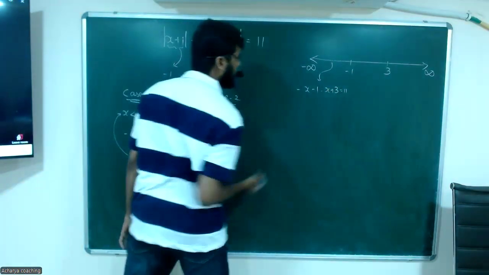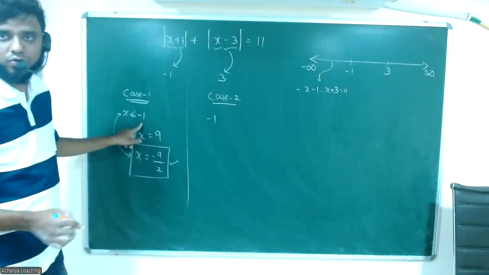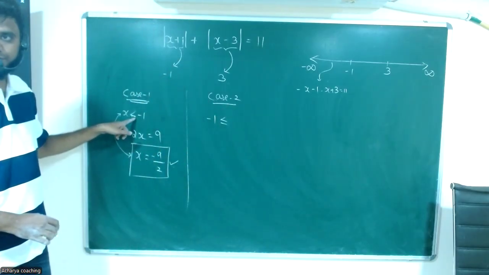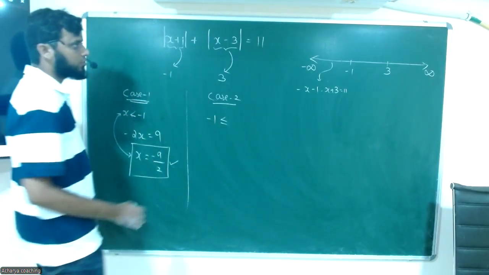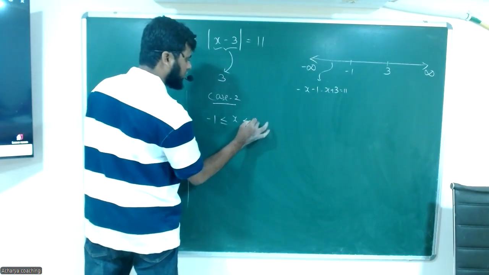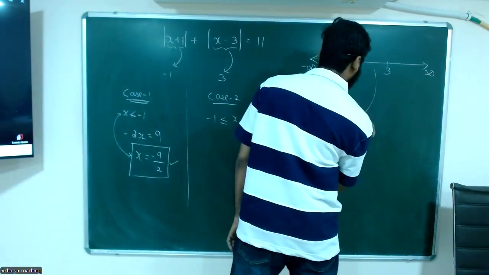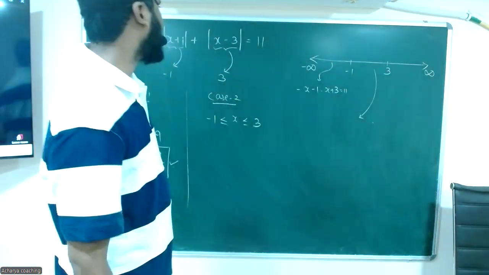Minus 1 to 3. Minus 1 I have not included here. Here I am going to include. That is your wish. Either you can include minus 1 here or you can include minus 1 here. So minus 1 less than or equal to x less than or equal to 3. 3 also I am including here. So in this interval, minus 1 to 3, I can take 0.